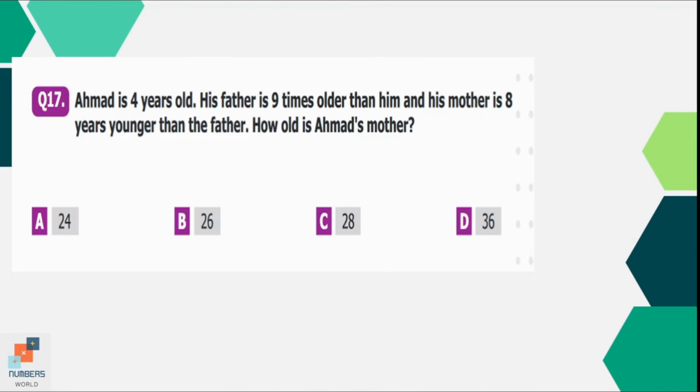Question number 17. Ahmed is 4 years old. His father is 9 times older than him and his mother is 8 years younger than the father. How old is Ahmed's mother?